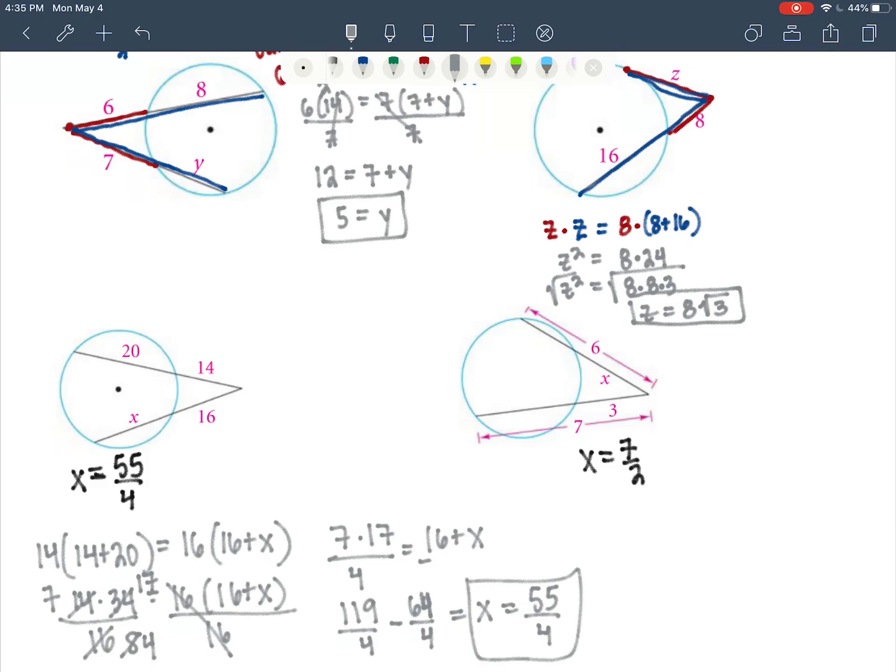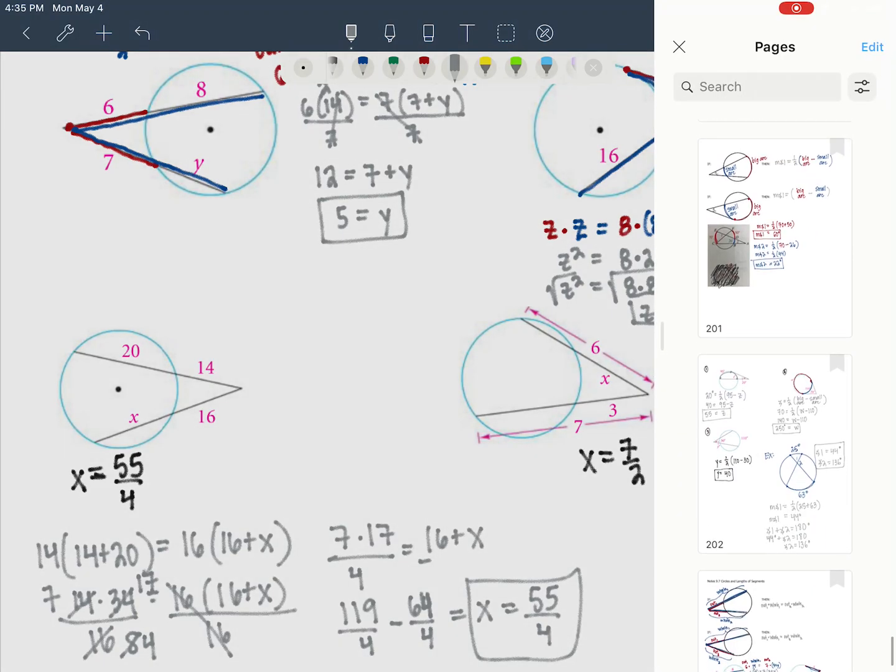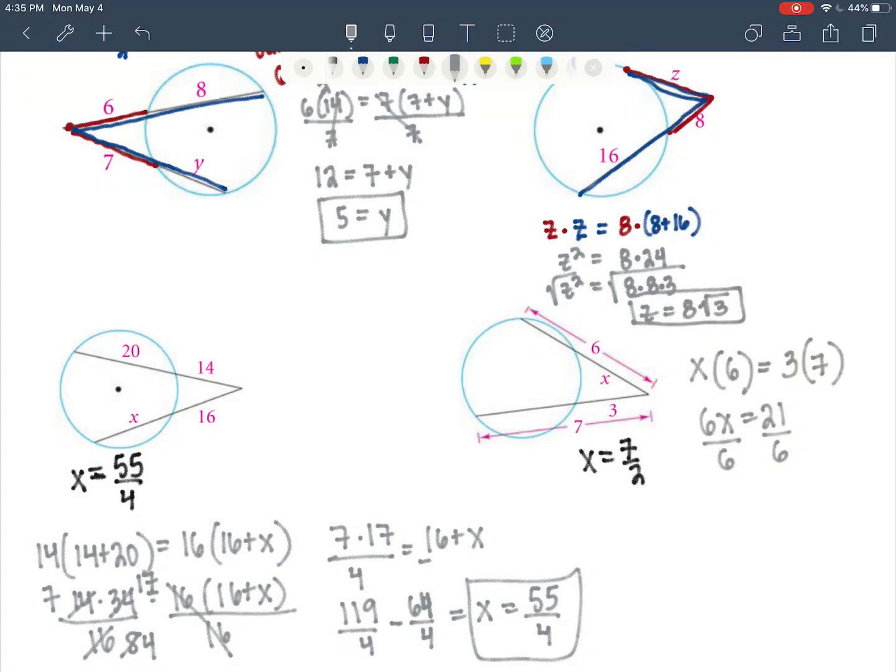Next one, I've got the outer part is x and the whole thing is 6, is equal to the outer part is 3 and the whole thing is 7. So 6x equals 21. Divide both sides by 6. This is a very common fraction for students to forget to reduce. So that's how we got 7 over 2.